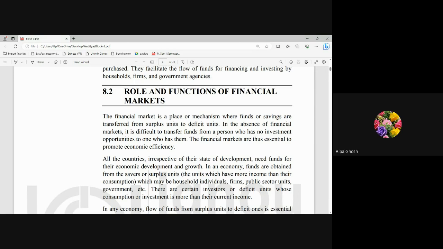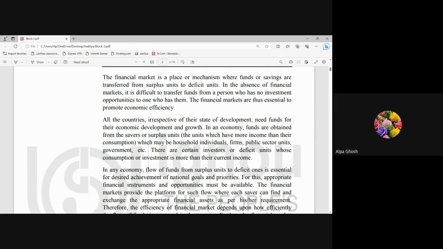If you do not have a proper financial market, it will be very difficult to transfer these funds. If there is no financial market and no option of investment, then no one is going to come for investment. So in order to have capital accumulation, the creation of more and more capital in the economy, financial markets play a vital role. Each and every country needs funds for its economic development and growth.